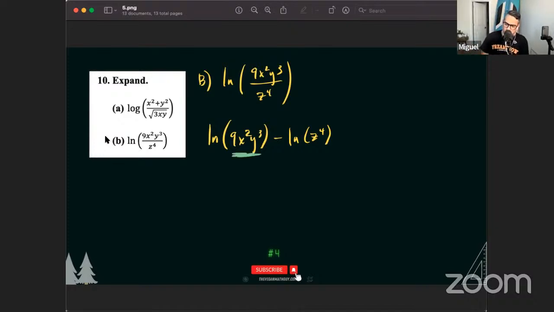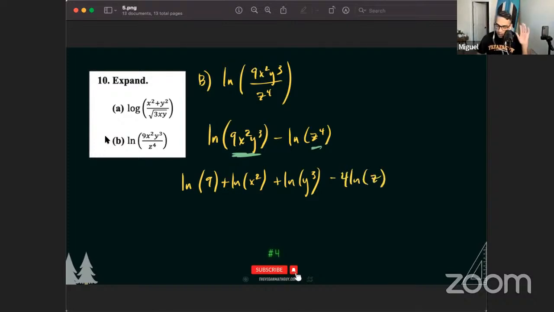The first one, you have things being multiplied together. So we can rewrite it as natural log of 9 plus natural log of x squared plus natural log of y cubed. And then that second one, there's nothing else there except the z, but that second term has to the power of 4, so we can take that 4 and use a property of logs to bring it down. So we have minus 4 natural log of z.